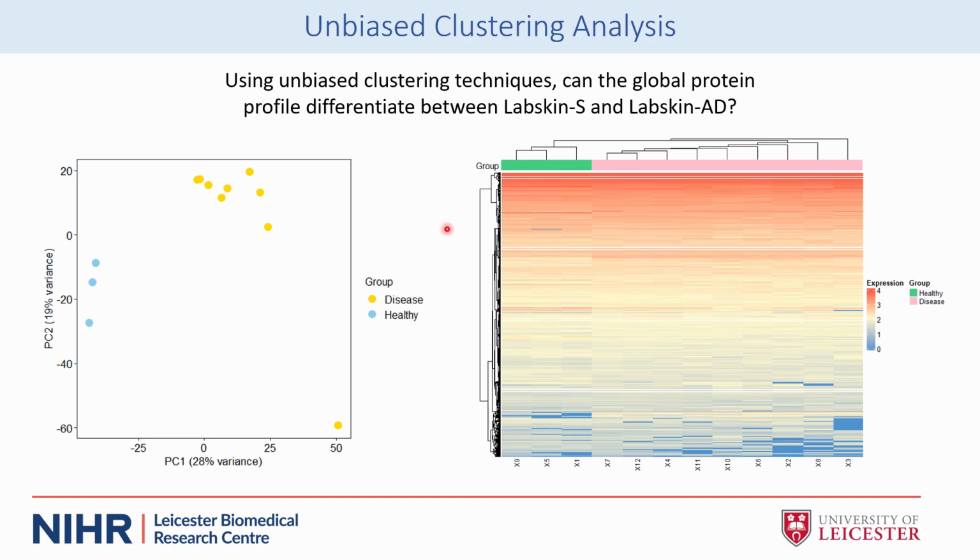And this is also seen when we perform hierarchical clustering analysis, which reveals the Labskin-S samples clustered together here in green, as do the Labskin-AD samples. And you can see if you look at the heat map of protein expression, that the protein expression is different between the AD and the S samples based on the global expression profile of the proteome.